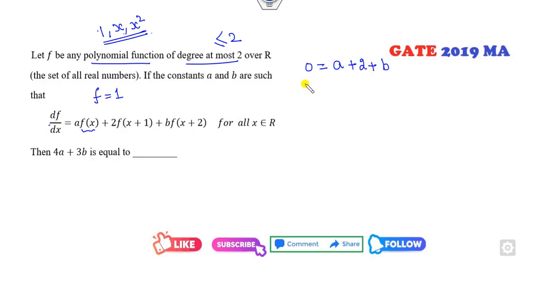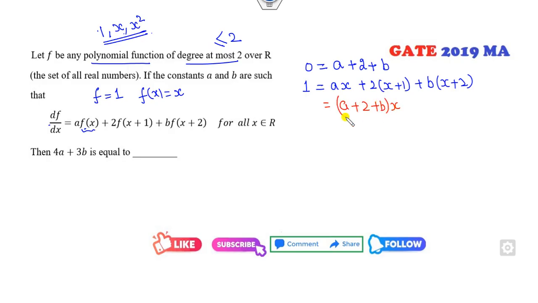Then I can take the x. The left hand side is 1. F of x is my x. Fine. So it is my a times x plus 2, plus b times x plus 1 plus b times x plus 2. So I can open this: a plus 2 plus b of x, and the constant is 2 plus 2b. So I can equate the coefficients.